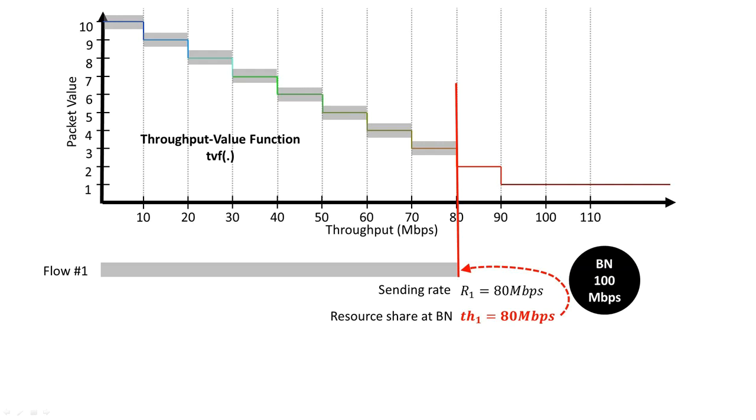Packet value is 10 between throughput 0 and 10 megabit per sec, which means that if we filter out packets with packet value 10, the throughput share in the total traffic of flow number 1 should exactly be 10 megabit per sec. Of course, in practice, different packet sizes may cause some deviations from this exact value. Similarly, the contribution of packets with value at least 9 is 20 megabit per sec, with at least 8 is 30 megabit per sec, with at least 7 is 40 megabit per sec, and so on.